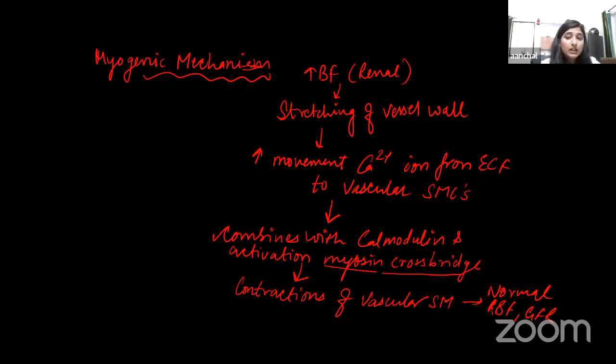Again, I'm going to repeat. Whenever the blood flow to the kidney increases, it stretches the elastic wall of the afferent arterioles, increasing the flow of calcium ions from ECF into the cells. With the activation of the myosin cross bridge, the influx of calcium ions leads to the contraction of smooth muscles, which causes constriction of the afferent arteriole, and finally there will be decrease in the blood flow and GFR, and both will become normal, right? So this is all about the myogenic mechanism.